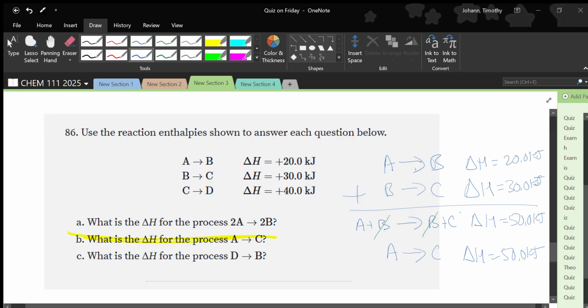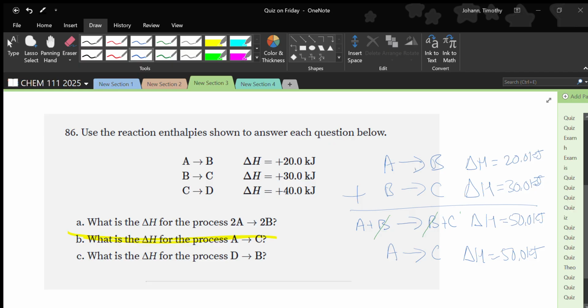Super cool. Okay, all sorts of things we can do with that. Go ahead and do that one. Actually, let's do this one first. Do A. Now, what reactions would you have to add up to get 2A and 2B? But go ahead and let's take a minute.